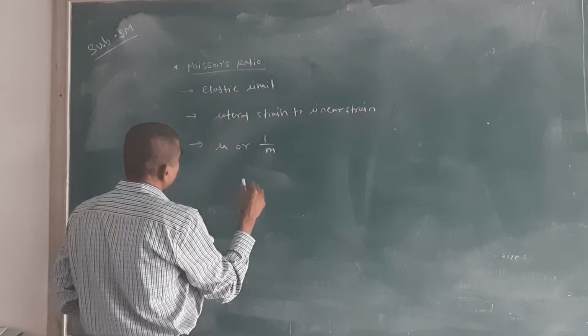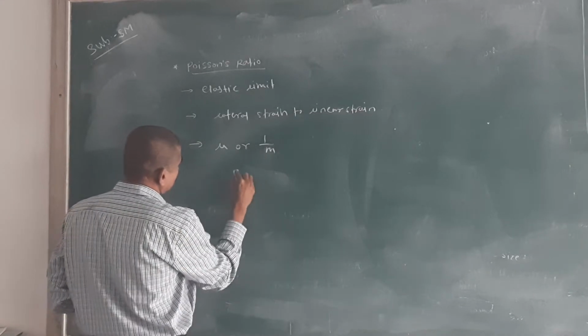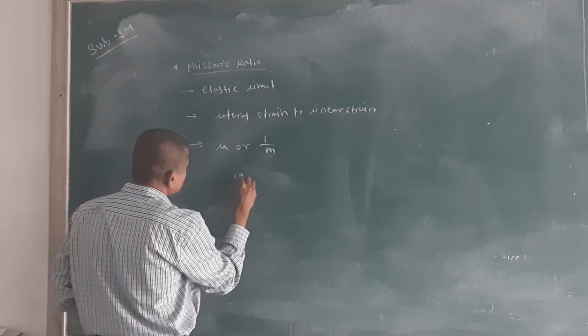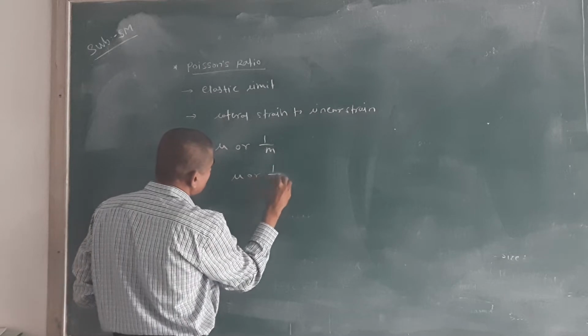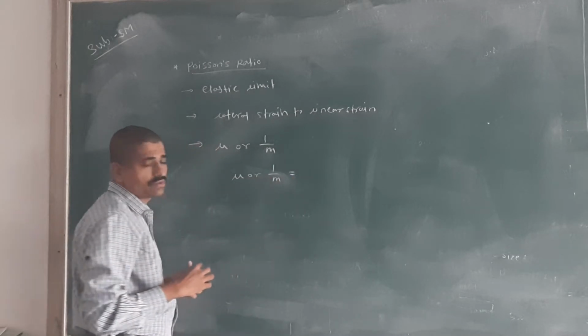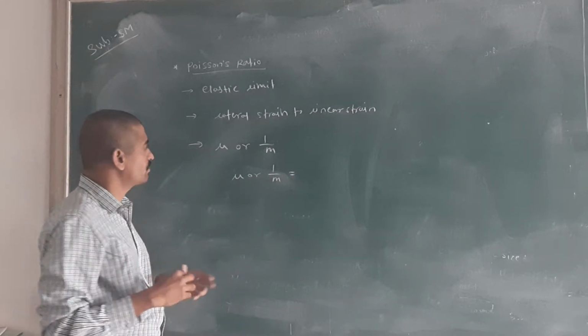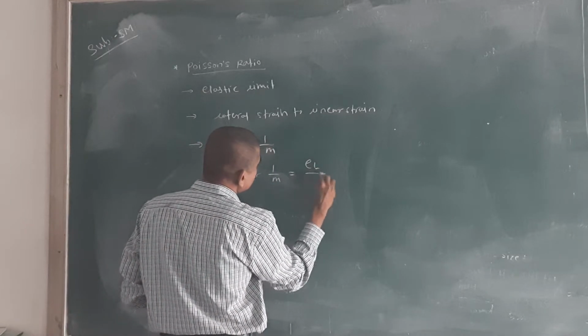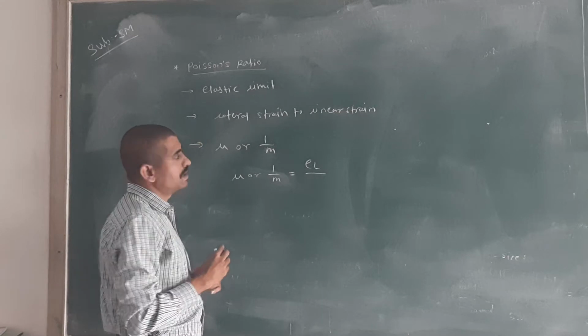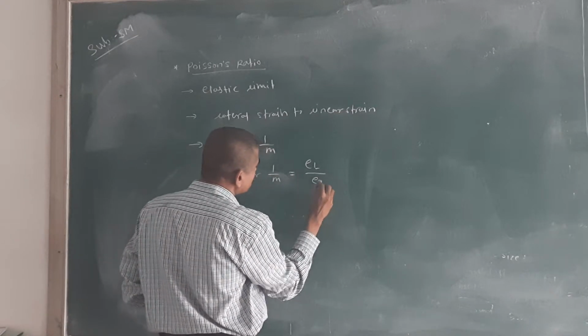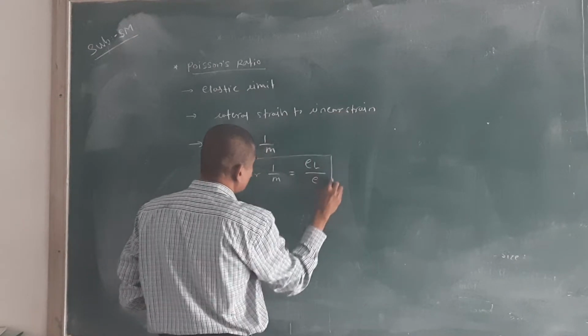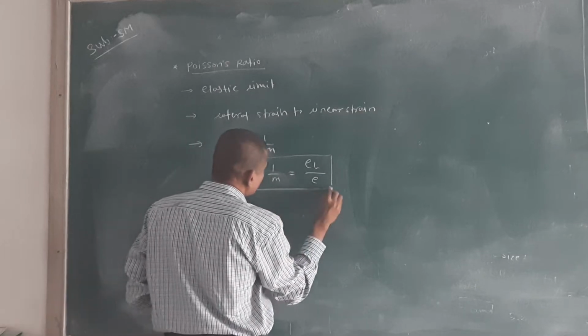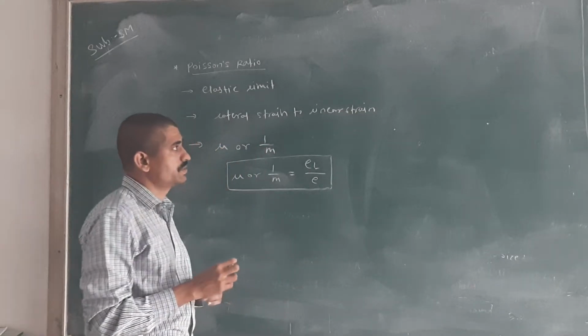Okay, and see, I will write the formula of Poisson's ratio. Mu or 1 by m is equal to what? It is the ratio of lateral strain, denoted by e_L, and linear strain, denoted by small e, known as Poisson's ratio.